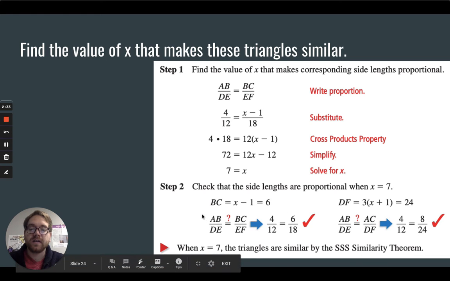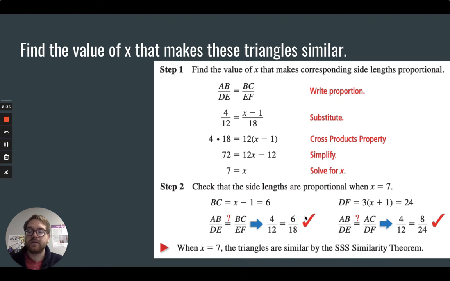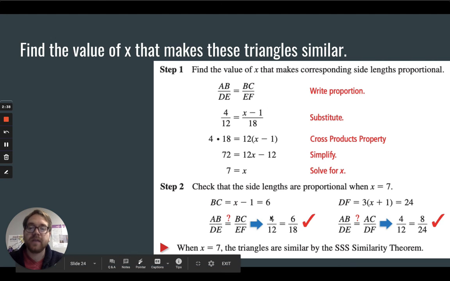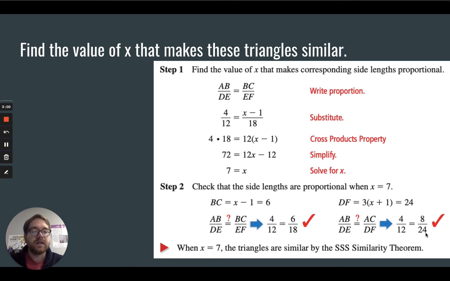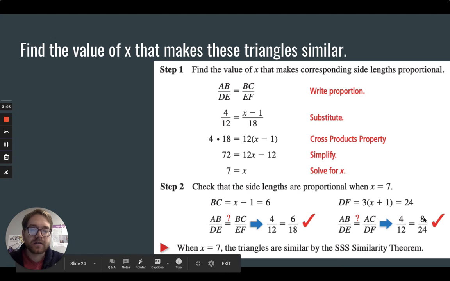We can check that they all have the same ratio, which means that they're all proportional. So again, AB over DE is 4 over 12, and BC over EF is 6 over 18. Those check out. Those are the same ratio, 1/3, or we could cross multiply: 72 equals 72. And same thing for AB over DE and AC over DF: 4 over 12 equals 8 over 24. Those are both the same ratio, reduced to 1/3, or 96 equals 96. That shows, once we plug in x, that all these sides are proportional.